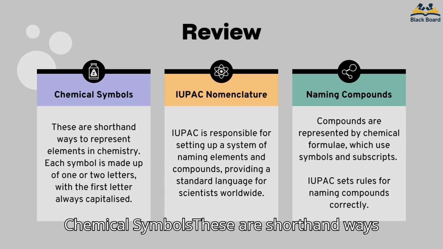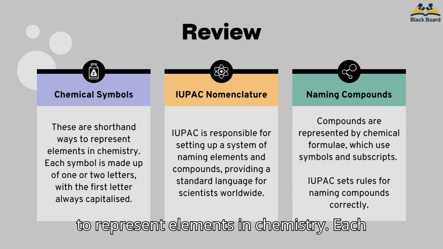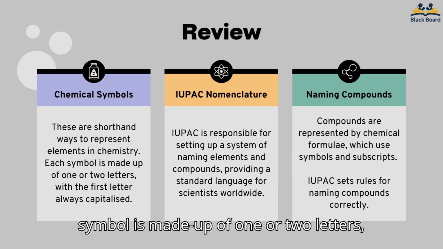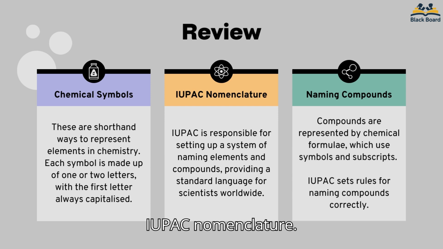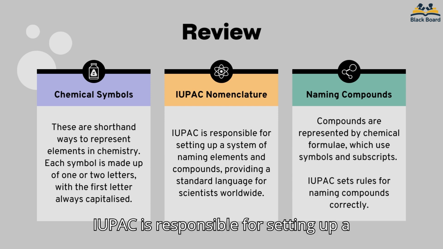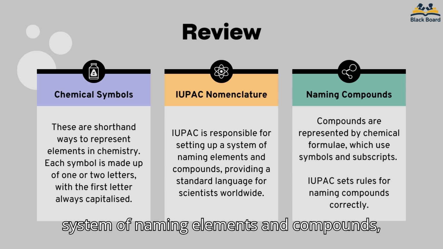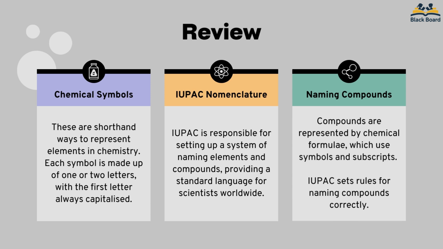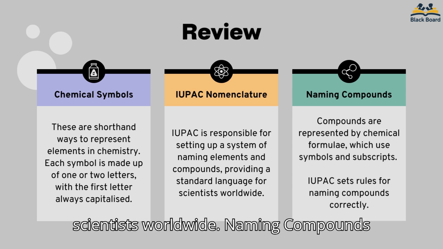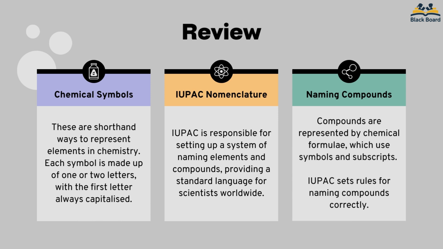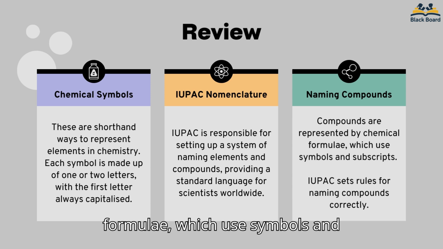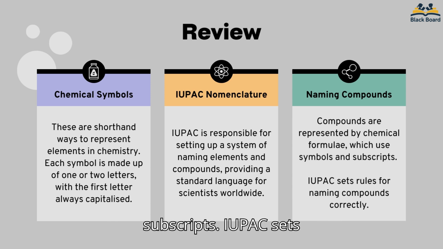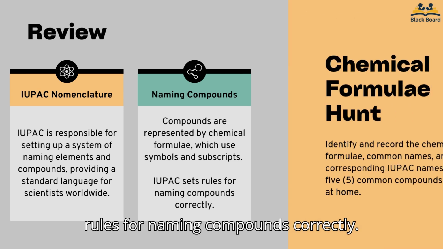Chemical symbols. These are shorthand ways to represent elements in chemistry. Each symbol is made up of 1 or 2 letters, with the first letter always capitalized. IUPAC nomenclature. IUPAC is responsible for setting up a system of naming elements and compounds, providing a standard language for scientists worldwide. Naming compounds. Compounds are represented by chemical formulae, which use symbols and subscripts. IUPAC sets rules for naming compounds correctly.